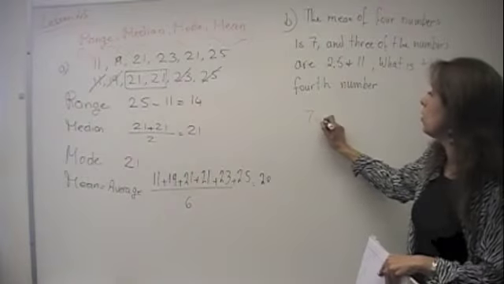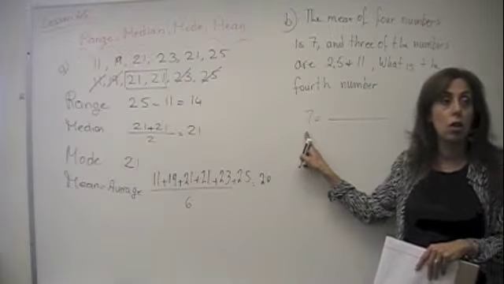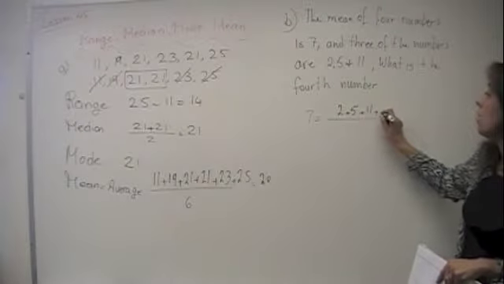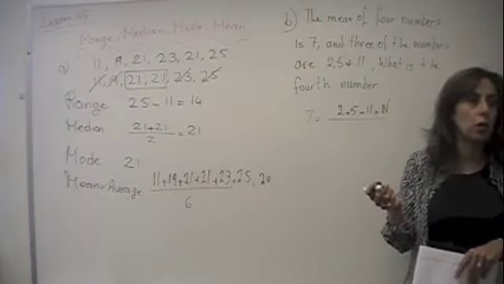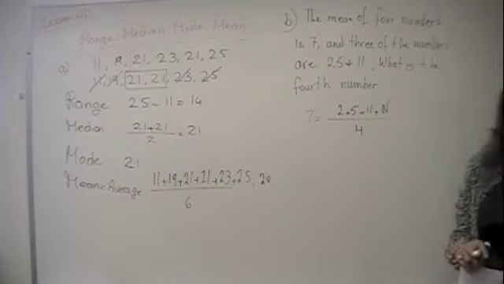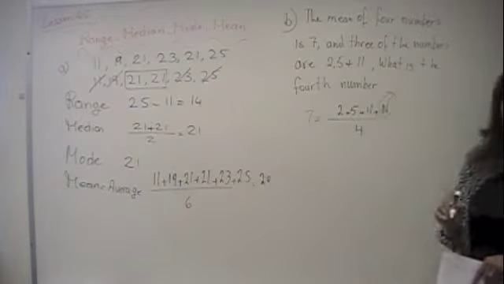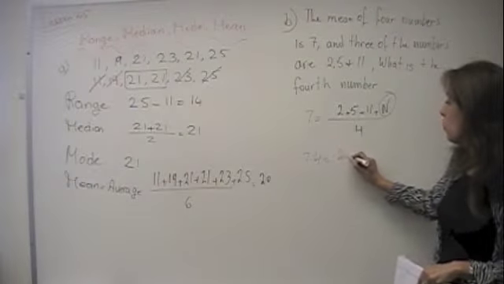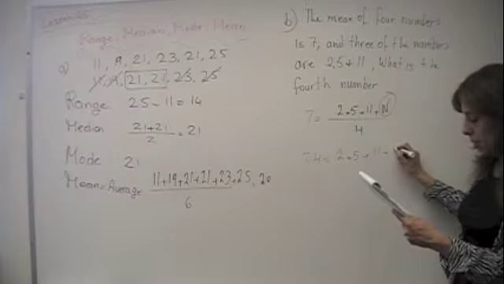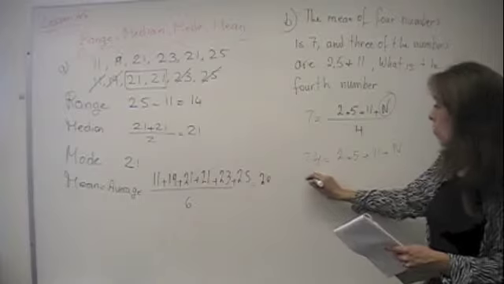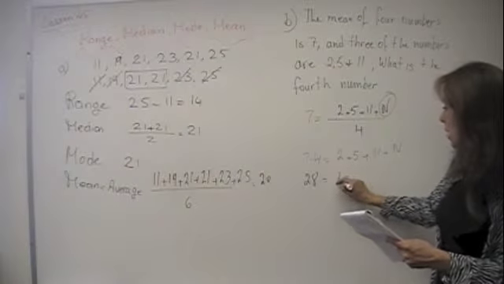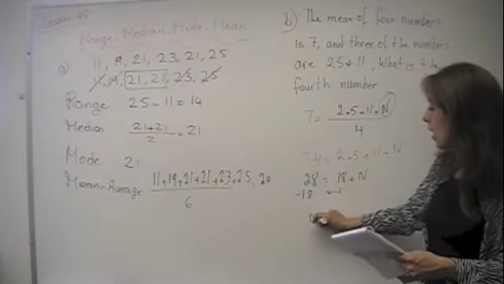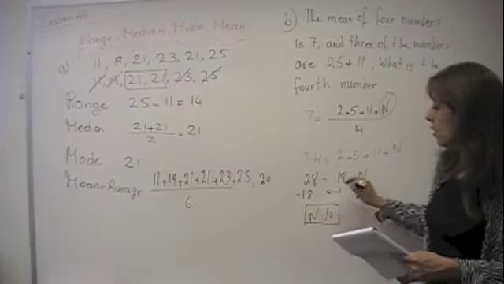So here we go. 7 equals, because this is my mean, this is my average, the first number 2 plus 5 plus 11 plus n, I don't know the fourth number, divided by 4. So my job is to find n. Cross multiply: 7 times 4 equals 2 plus 5 plus 11 plus n. That would be 28 equals 18 plus n. Move the 18 to the other side, it becomes negative 18, and the fourth number will be 10.